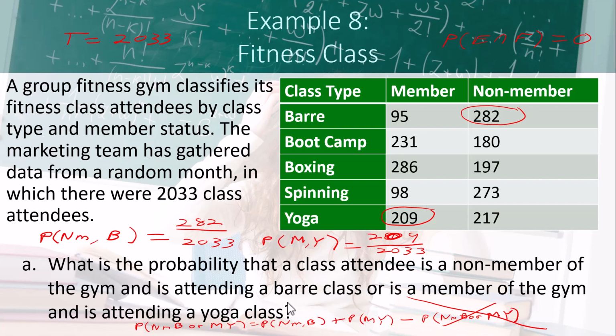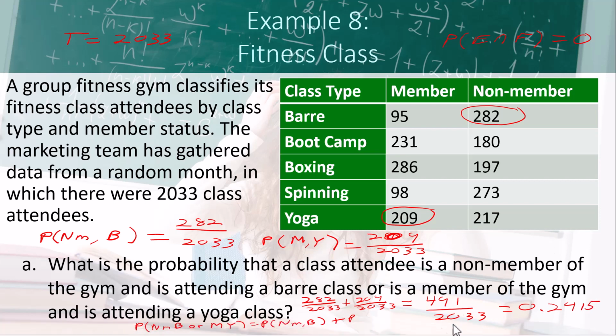I'm kind of running out of space here, so I'm going to try to squeeze it in right here. That is going to be 282 divided by 2033 plus 209 divided by 2033. And that will give us 491 divided by 2033. And that is actually the reduced form, or as a decimal, you can write this as 0.2415. So that is how we do the first part.